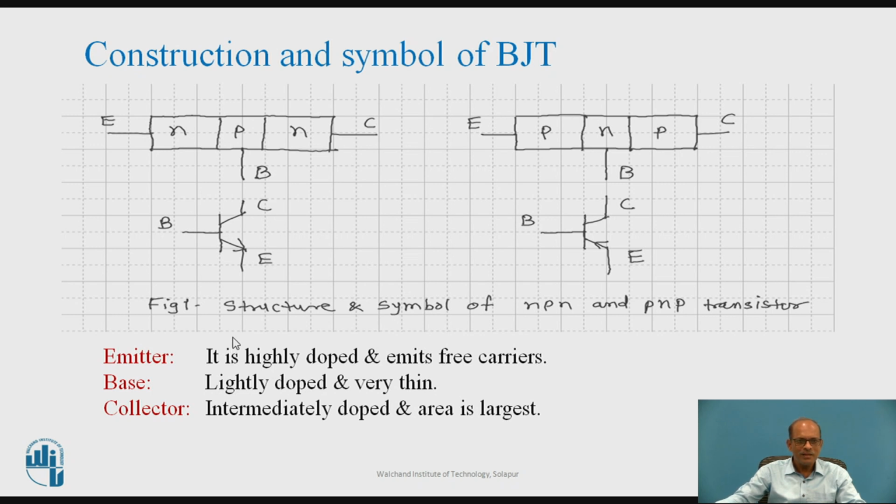Now doping requirement of these 3 layers is different. So emitter is highly doped and it emits free carriers. If it is a NPN transistor, emitter emits the electrons, and for PNP transistor, emitter emits the holes. Base is lightly doped and very thin, and collector is intermediately doped and the area covered by the collector is largest.